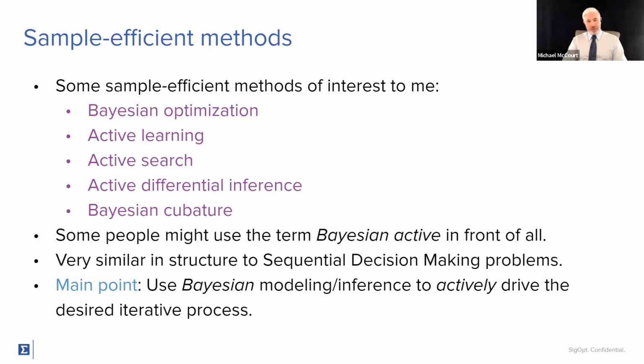And for those of you familiar with the topic, sequential decision making, really all of these topics are part of this sequential decision making framework. So the main point that I'm emphasizing is that our goal when we develop these tools is often to use Bayesian modeling or inference to actively drive whatever the desired iterative process is. And often it's a learning process. We're trying to learn about the optimum, or we're trying to learn about satisfactory outcomes that we search for. We're trying to learn what world we're living in through differential inference. We're trying to learn an integral through cubature, unsurprisingly.